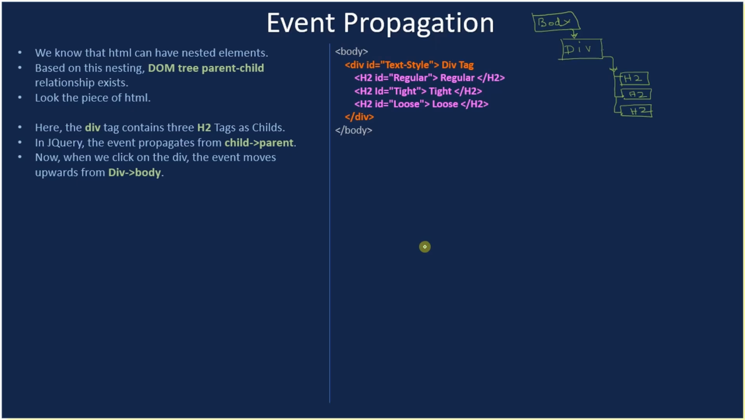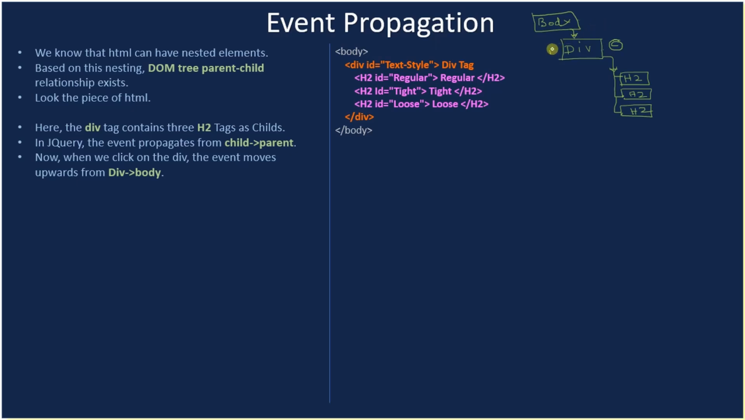Now, when we click on the div, the event moves upwards from div to body. So, for example, you are producing the click event here. The click event for the div tag will be processed. Then the event moves upward and then it gets fired for the body tag. And if you have a handler for body, that handler will get called.